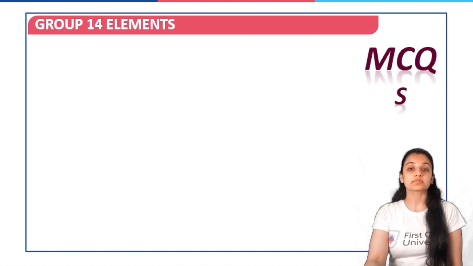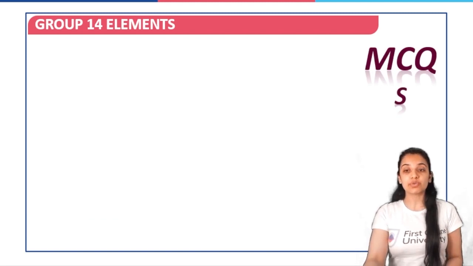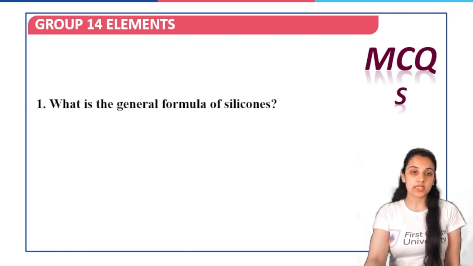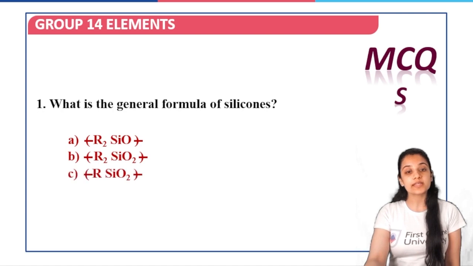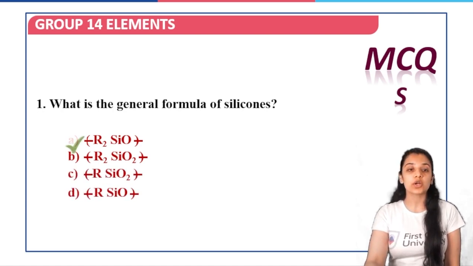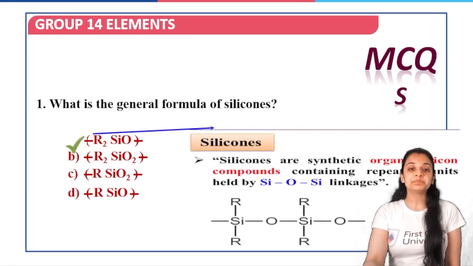Okay. Now, we have studied in detail about silicones. Now, we need to look at certain questions based on silicones. What is the general formula of silicones? R2SiO, R2SiO2, RSiO2, and RSiO. We have seen it is R2SiO. So, option A is the correct answer.